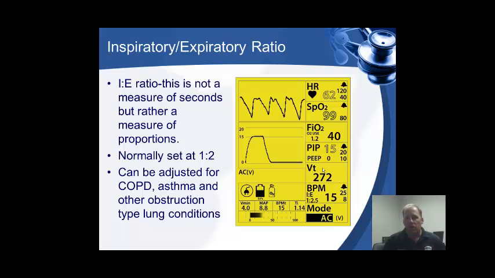Now, this is going to become an important setting when we talk about obstructed strategies, because we're going to want to increase this IE time to about 1 to 4 or 1 to 5, because our goal is to make sure that with an obstructed patient, we give them time to expire.